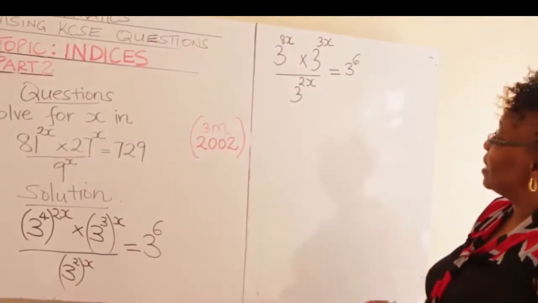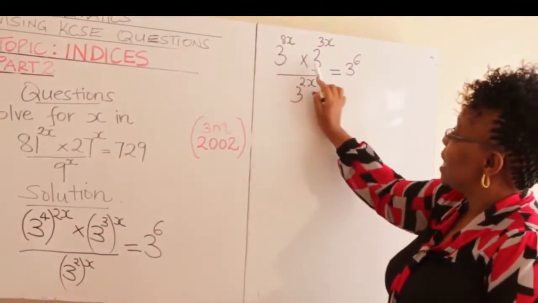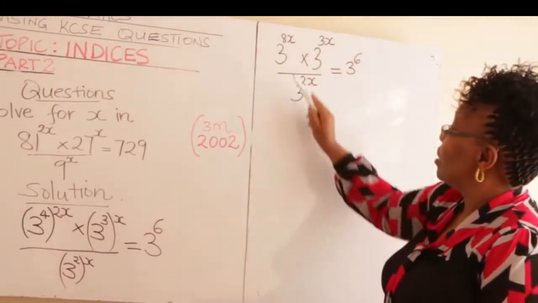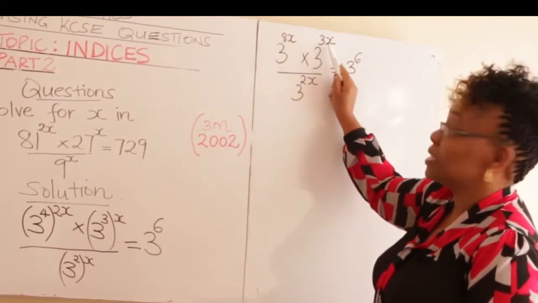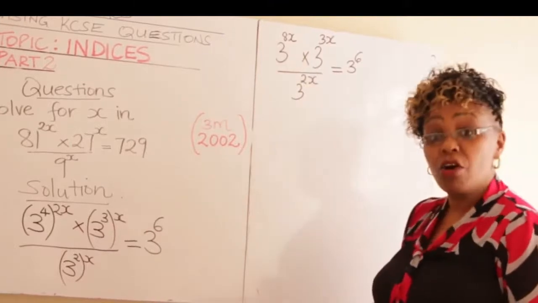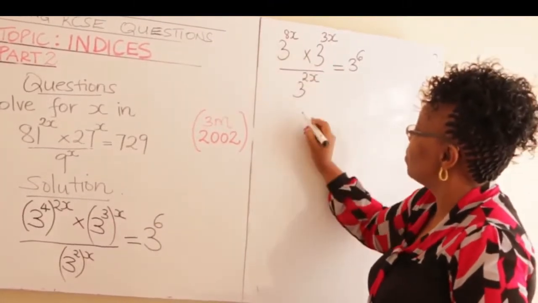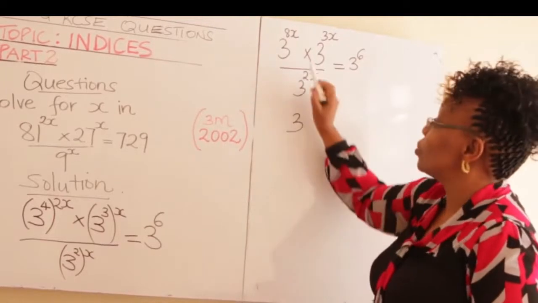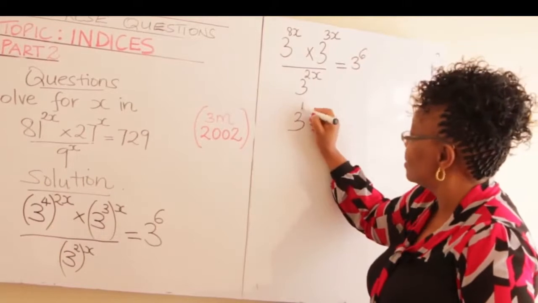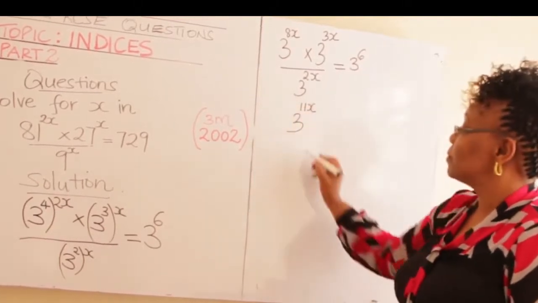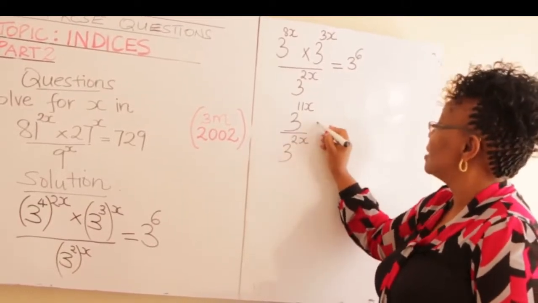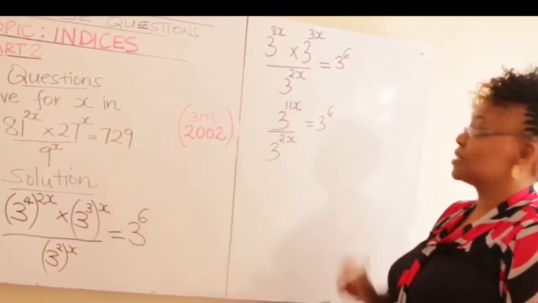Good. Then we now apply the first law of indices here. These are common bases and you are multiplying them. What do you do to the powers? You add. Remember, you add if you are multiplying common bases. And therefore this will be 3 raised to what? 8x plus 3x gives us 11x. 3 raised to 11x, divide by 3 raised to 2x, is equal to 3 raised to 6.